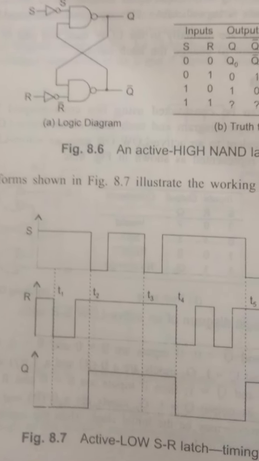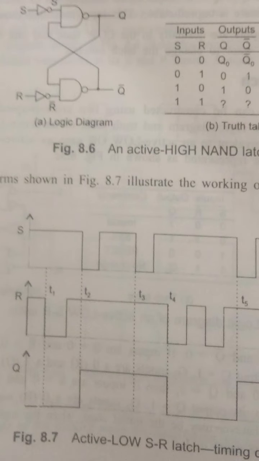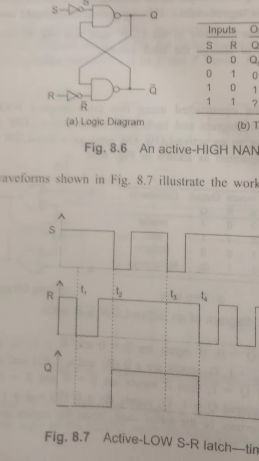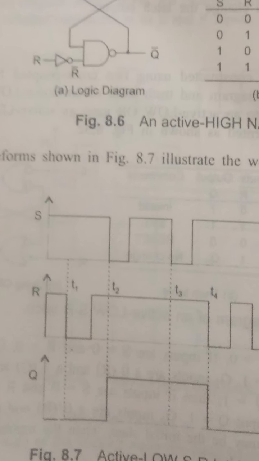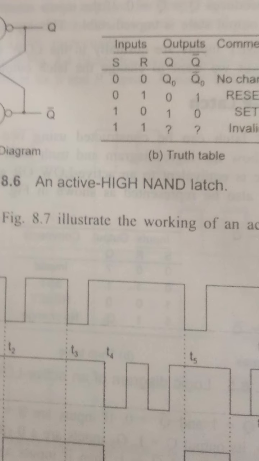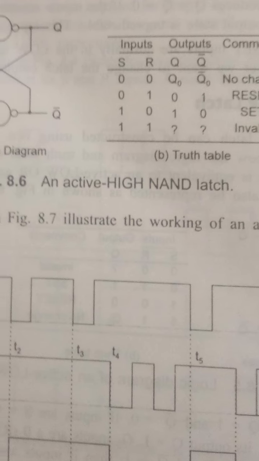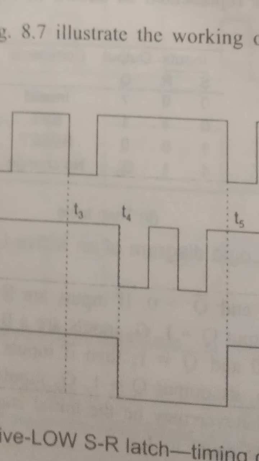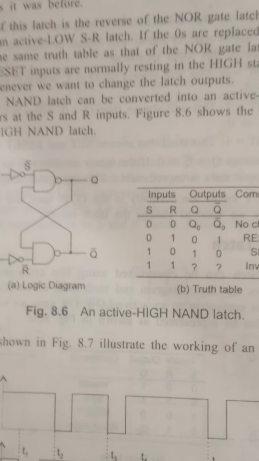You can check the waveforms. When S is 1 and R is 0, S 1 है and R 0 है. So in this condition Q will become set, and when S is 0 and R is 1, then Q will become 0. S is 0, R is 1, so Q will become 0. So in this way this is the active high NAND latch.